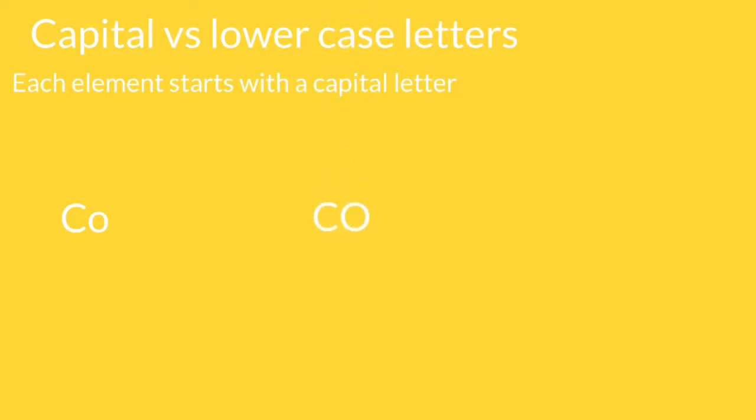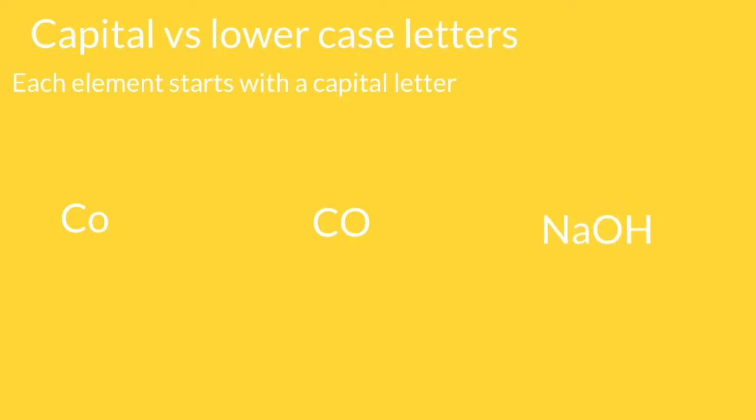However, if we change that to CO, where both are capital, this now is carbon monoxide, where we have 1 carbon and 1 oxygen. And you can see here that these are 2 things which are combined together because there's no space between them. Formula can get more and more complicated.